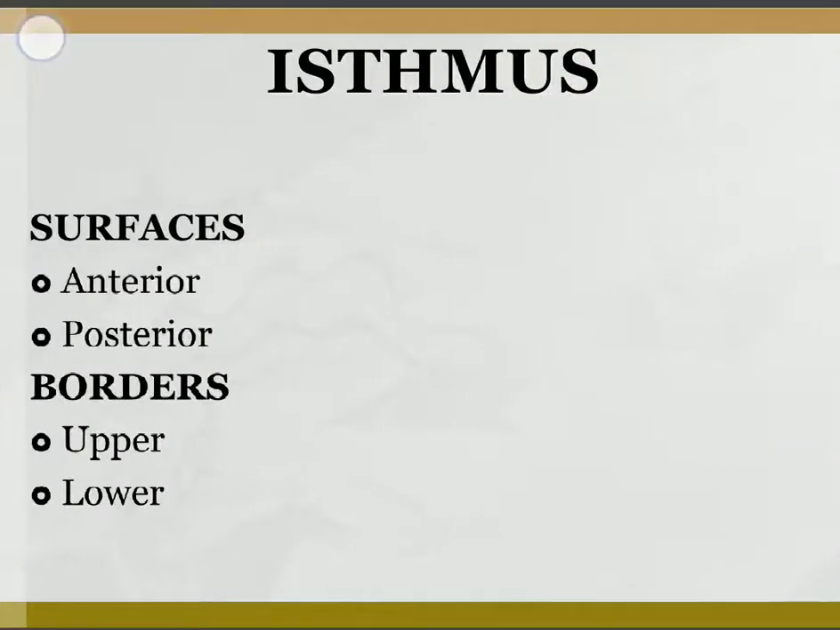Isthmus also has an anterior surface facing towards the anterior side and a posterior surface on the back side that faces towards the trachea. It has two borders, upper border faces upwards towards the apex of the gland, and the lower border faces downwards.